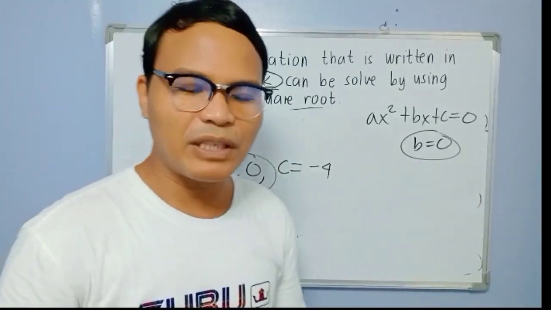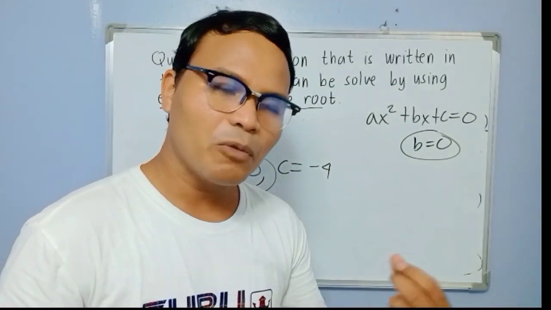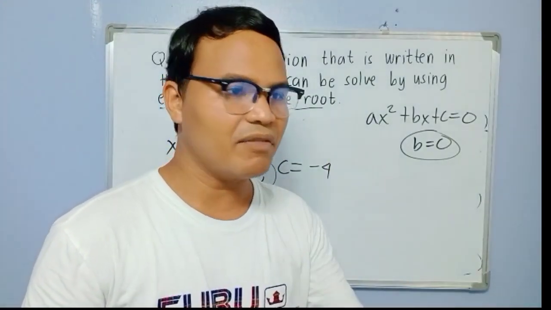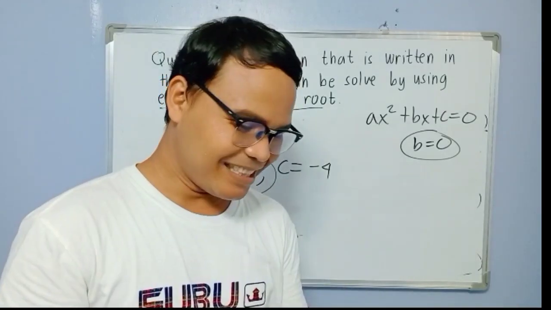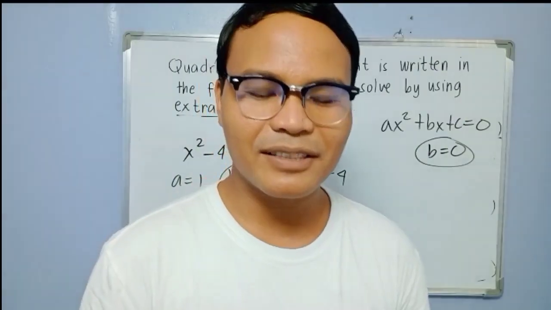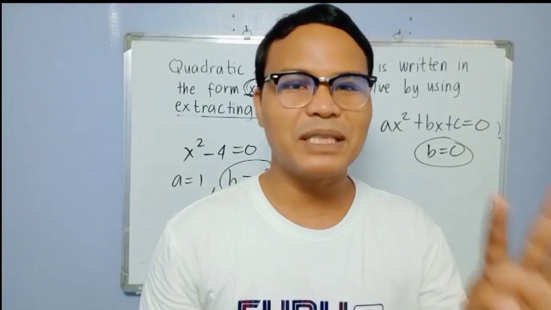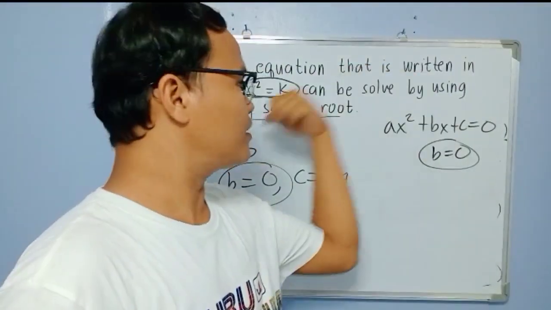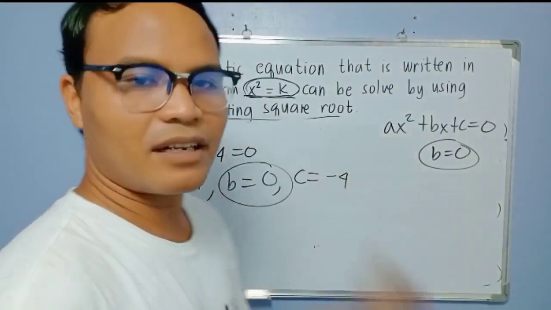The question is, what if, sir, b is not equal to 0? What if b is equal to 1, negative 1, 2, negative 2? Okay. And that serves as our next topic, because there are 4 methods in solving quadratic equations. This is the first method in solving quadratic equations, which is extracting square root.